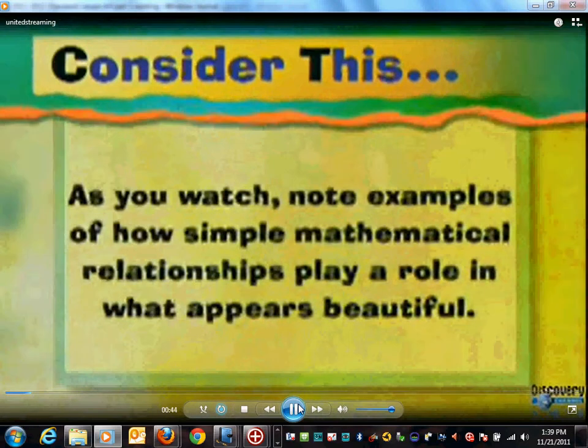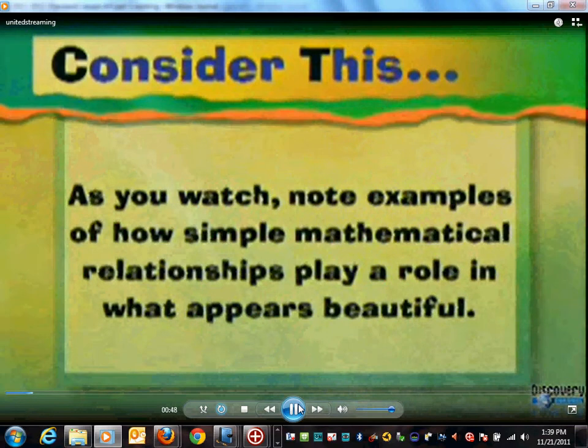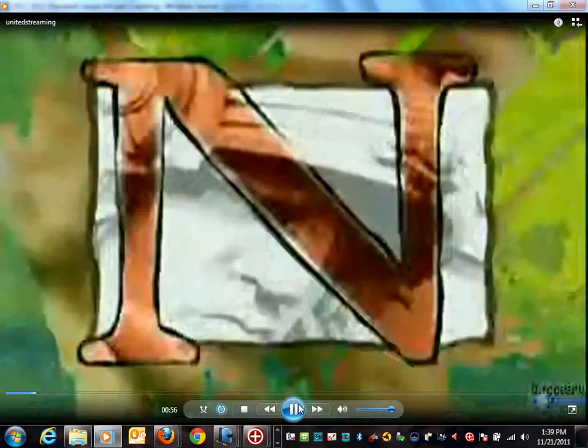Oh, like a Christmas tree. The triangles. Start from number 1, right? Yep. It's in the shape of a triangle. Pay attention. I'm not going to give you the answers.